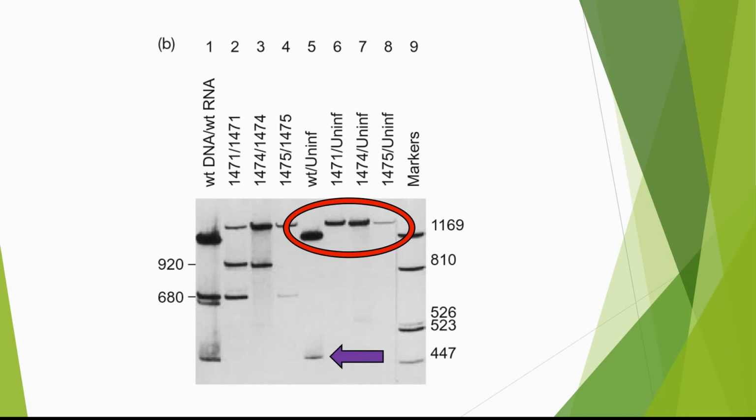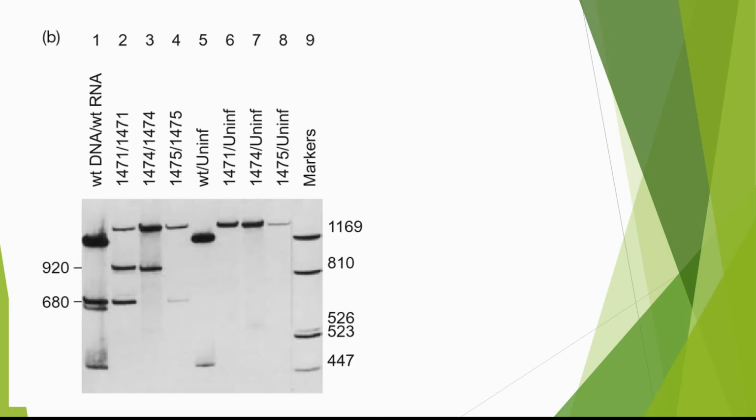In lane 5, there's a little fragment that's around 447 nucleotides in length, but that is the same length as the artifact in lane 1, so we can ignore that. There's nothing in the genome that hybridizes to the S1 probe. Now that we have the data, what does it all mean? Well, there are a few conclusions that we can make from this data.